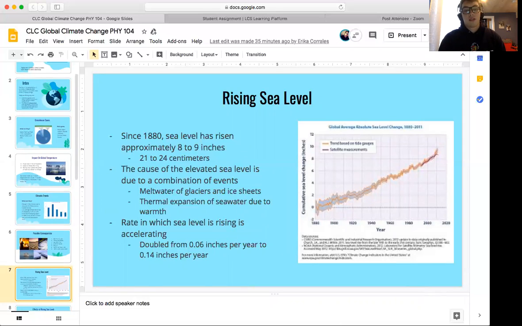It was 0.06 inches per year for a long time, and then it doubled to 0.4 inches per year. As you can see in this diagram, it shows how much it has changed, and it's been going up, and it still will be going up.